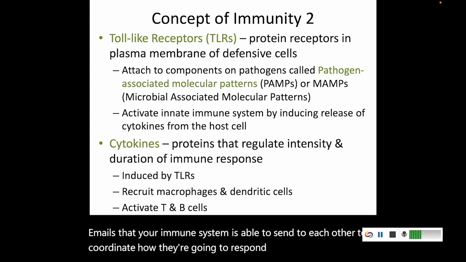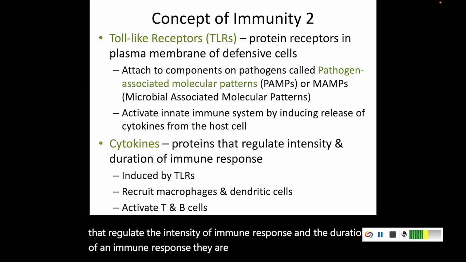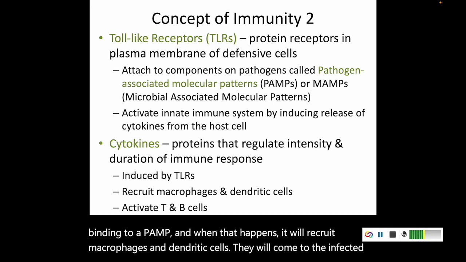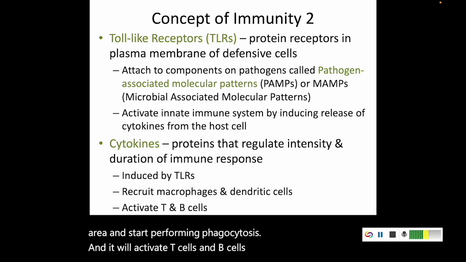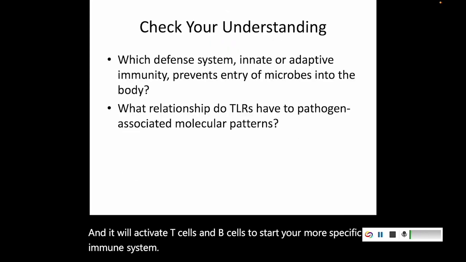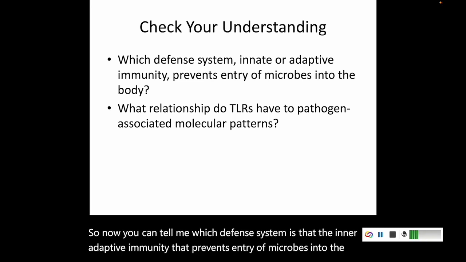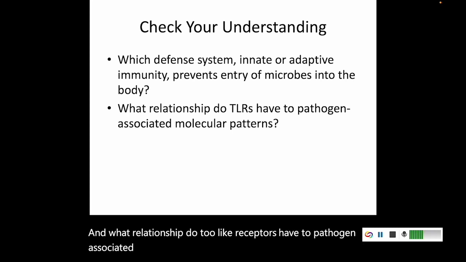So cytokines are proteins that regulate the intensity of immune response and the duration of an immune response. They are induced by toll-like receptors binding to a PAMP, and when that happens, it will recruit macrophages and dendritic cells. They will come to the infected area and start performing phagocytosis, and it will activate T cells and B cells to start your more specific immune system. So now you can tell me which defense system, the innate or adaptive immunity, prevents entry of microbes into the body, and what relationship do toll-like receptors have to pathogen-associated molecular patterns?